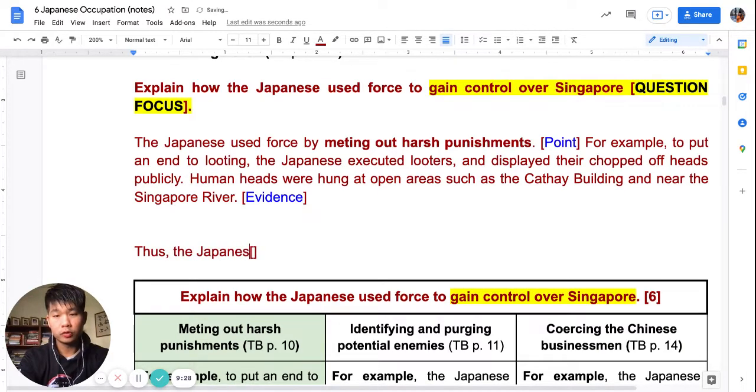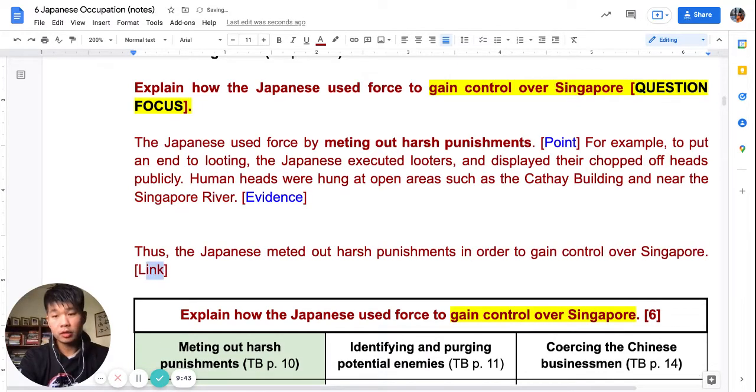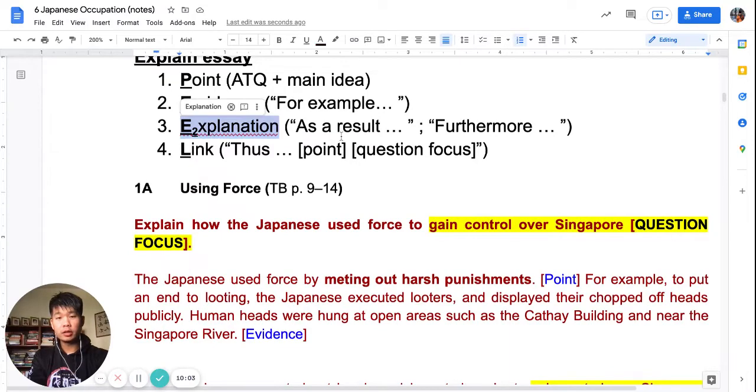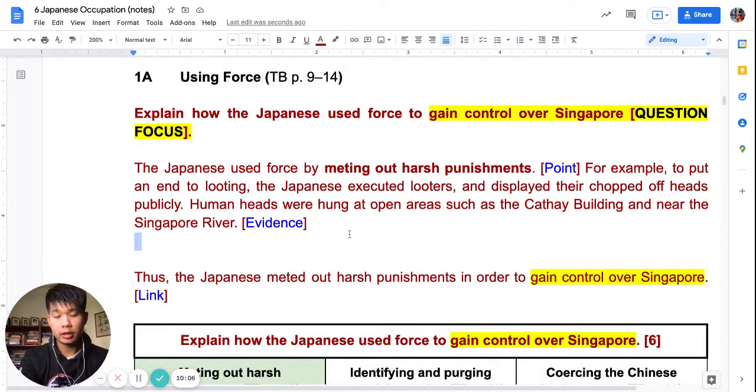Thus, the Japanese use force to mete out harsh punishments. This is the link. This is the final stage of the essay. The link is telling me that I need to hit the question focus at some point. So what is missing here in the middle is the explanation. How do we do the explanation? We said explanation as a result, furthermore. So we are going to start as a result, furthermore.